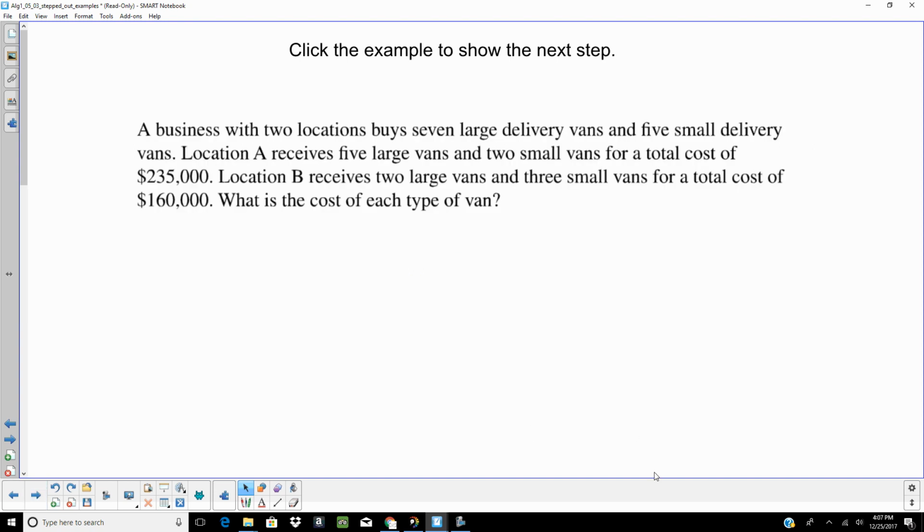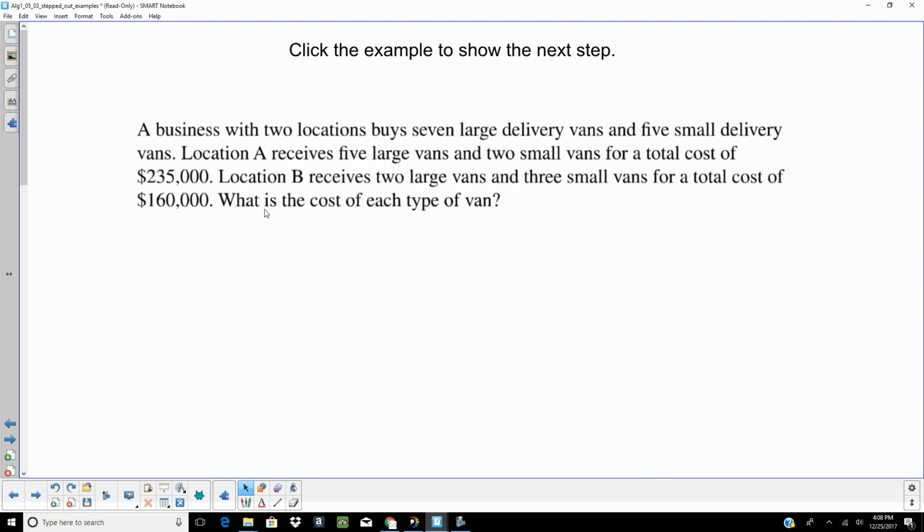All right, let's go ahead and do a word problem. A business with 2 locations buys 7 large delivery vans and 5 small delivery vans. Location A receives 5 large vans and 2 small vans for a total cost of $235,000. Location B receives 2 large vans and 3 small vans for a total cost of $160,000.